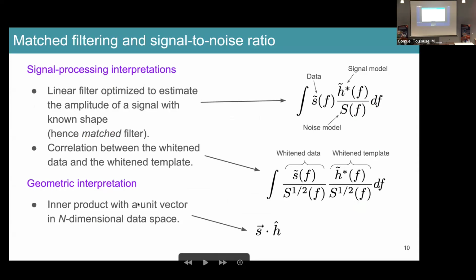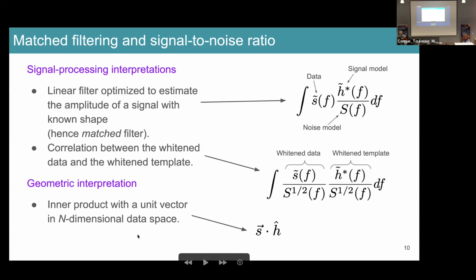You can interpret it in at least three ways. The first way is as the application of a linear filter to the data. I think Canton told you already about linear filtering. And if you express the operation in this way, you have an integral of the data multiplied by this thing in the frequency domain. This is the application of a transfer function in the frequency domain to some data. This particular filter is the ratio of the template divided by the PSD of the noise. And this is called the optimal Wiener filter for a known signal and stationary Gaussian noise.